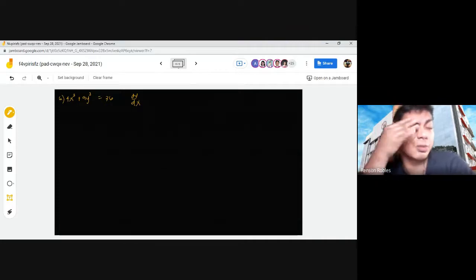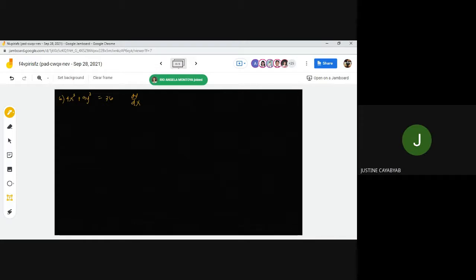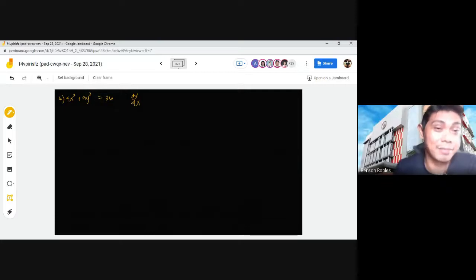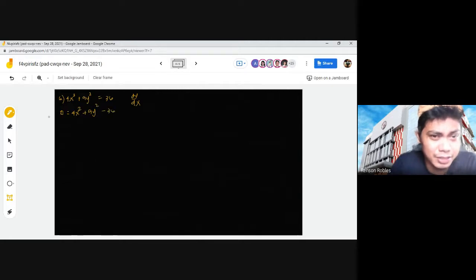What technique do you want to use here? The last one, the shortest method. Sige. So again, before you do that, you must write this as 0 equals 4x squared plus 9y squared minus 36. And then you replace that 0 by f. Then dy/dx equals negative df/dx all over df/dy.